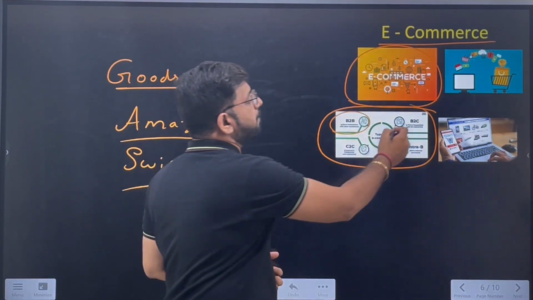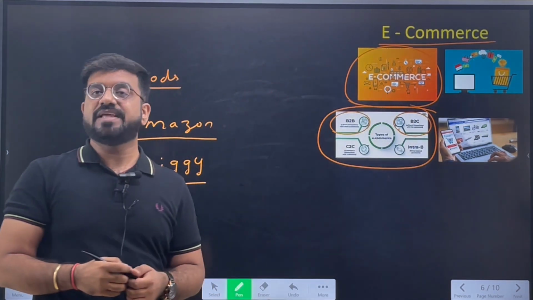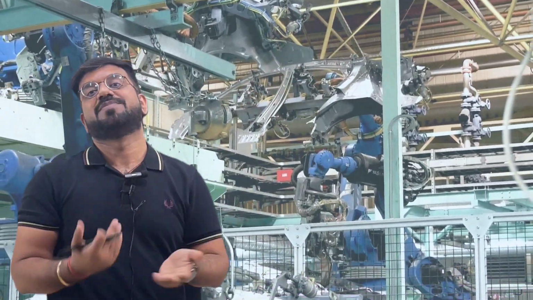Next is B2C business. B2C simply means when a business sells the product directly to customers. For example, if we want to buy a car, we will go to the showroom and buy the car directly from the showroom. That is B2C. If a showroom owner wants to buy a car from the factory, that is a B2B business.